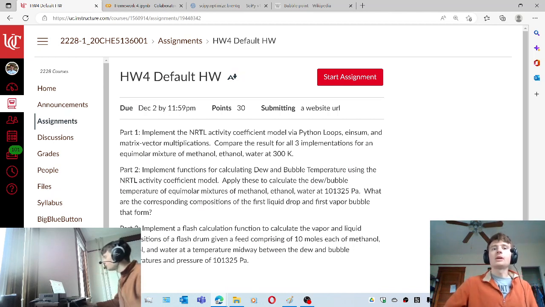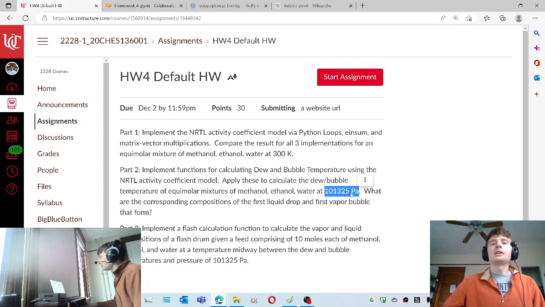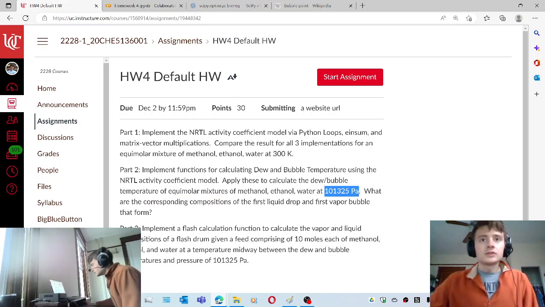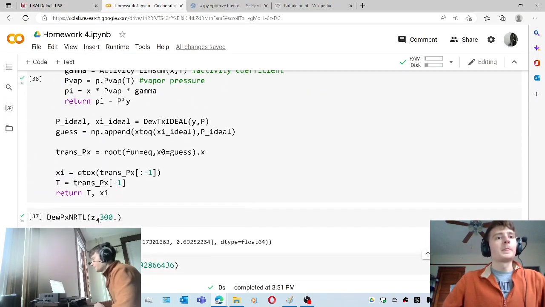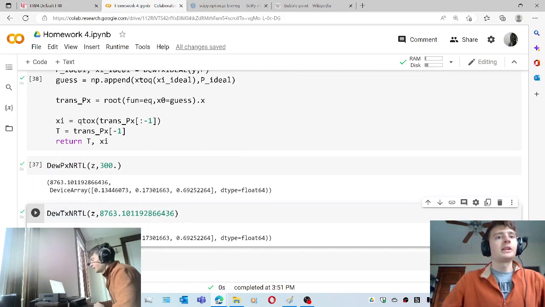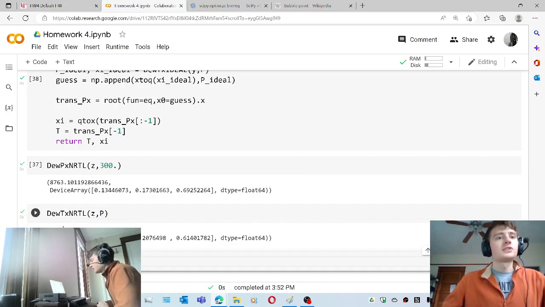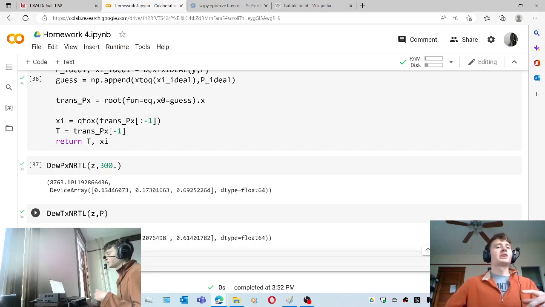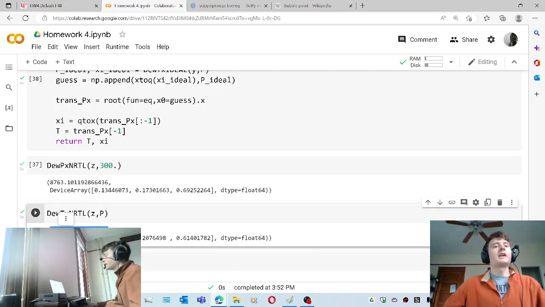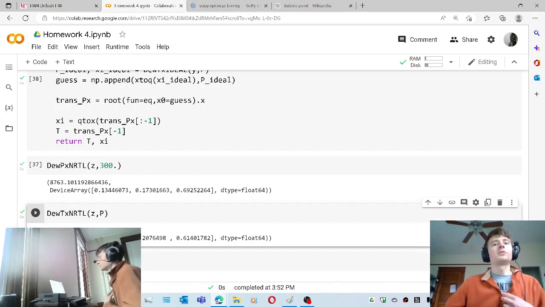Apply these to calculate the dew and bubble temperature of equimolar mixtures of those things at 101,325 pascals. So I want to calculate the dew and bubble temperature. The dew temperature is something that I have down here, right? So I will just give it the pressure I specified before. And so the dew point, the temperature at which an all-vapor system, as you begin to cool it, will form its first drop of liquid, is going to be 351 degrees Kelvin. And then the concentration is going to be those when it's methanol, ethanol, and water.